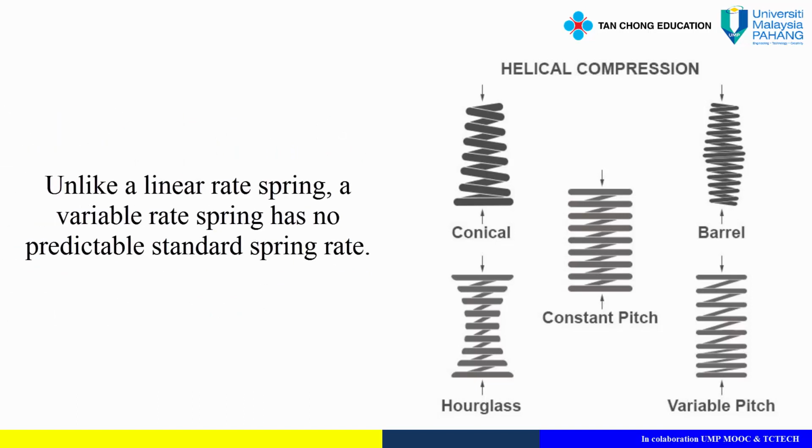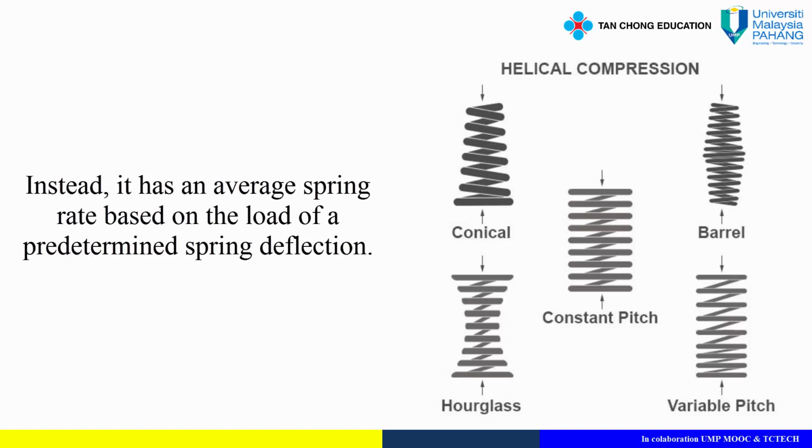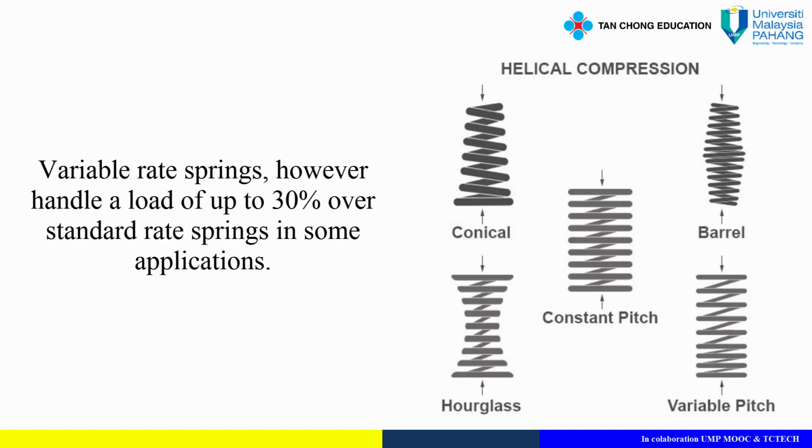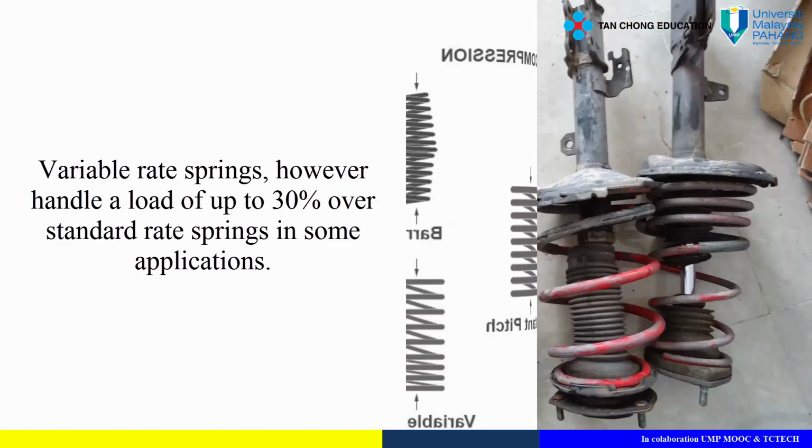Unlike a linear rate spring, a variable rate spring has no predictable standard spring rate. Instead, it has an average spring rate based on the load of a predetermined spring deflection. This makes it impossible to compare a linear rate spring to a variable rate spring. Variable rate springs, however, handle a load of up to 30% over standard rate springs in some applications.